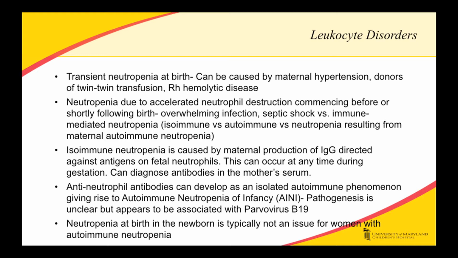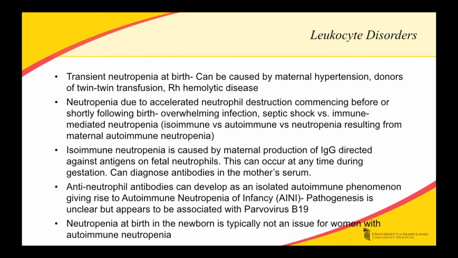So basically, the pathophysiology for this can be similar to the Rh disease of the newborn in red cells. You can have isoimmune neutropenia that's caused by a maternal production of IgG directed against the antigens on the fetal neutrophils. This can occur at any time during gestation, and you can diagnose antibodies actually in the mother's serum. So you can actually look for the anti-neutrophil antibodies in mom.